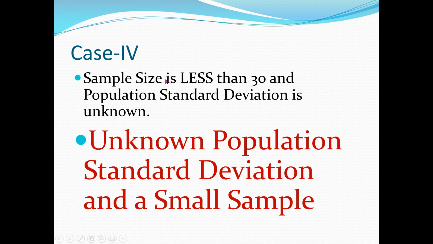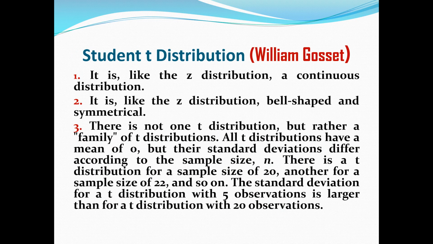Okay, next case is if the sample size is less than 30 and population standard deviation is unknown, right? Now we cannot use the z distribution. Now we have to use the t distribution. The t distribution is also a bell-shaped and symmetric distribution, but it depends upon a concept we call degrees of freedom, or you can say that the t distribution's shape depends upon the sample size.